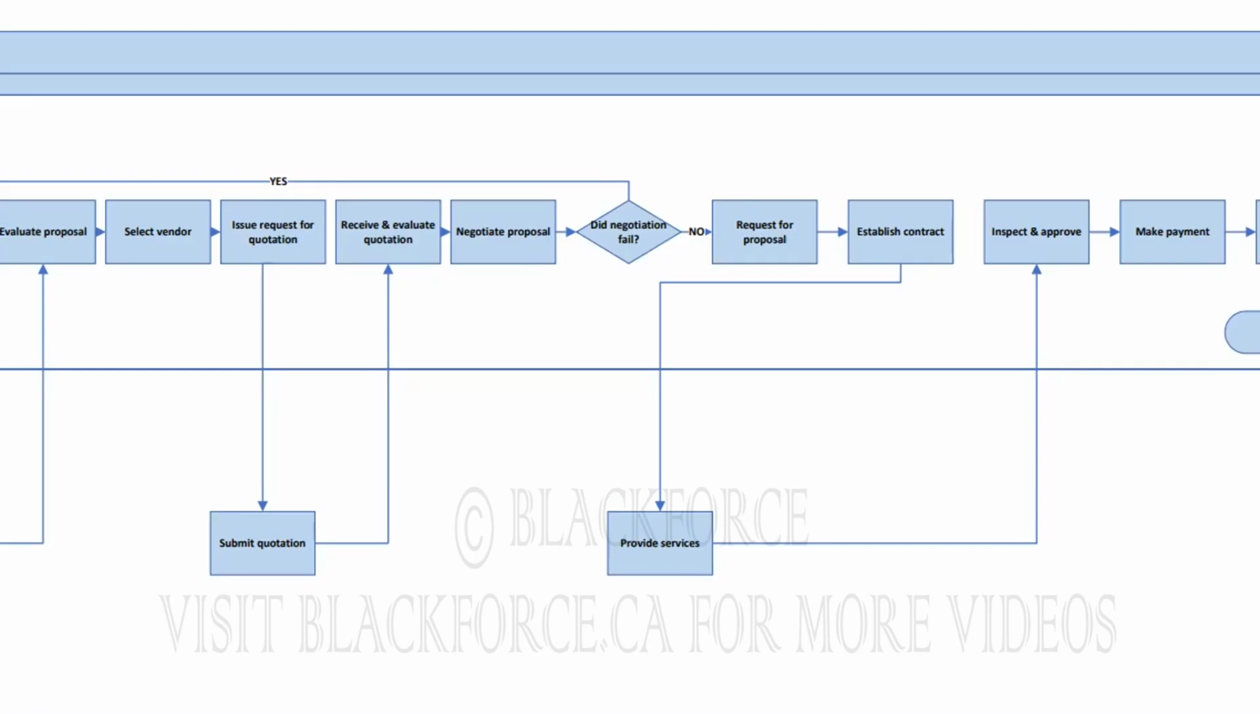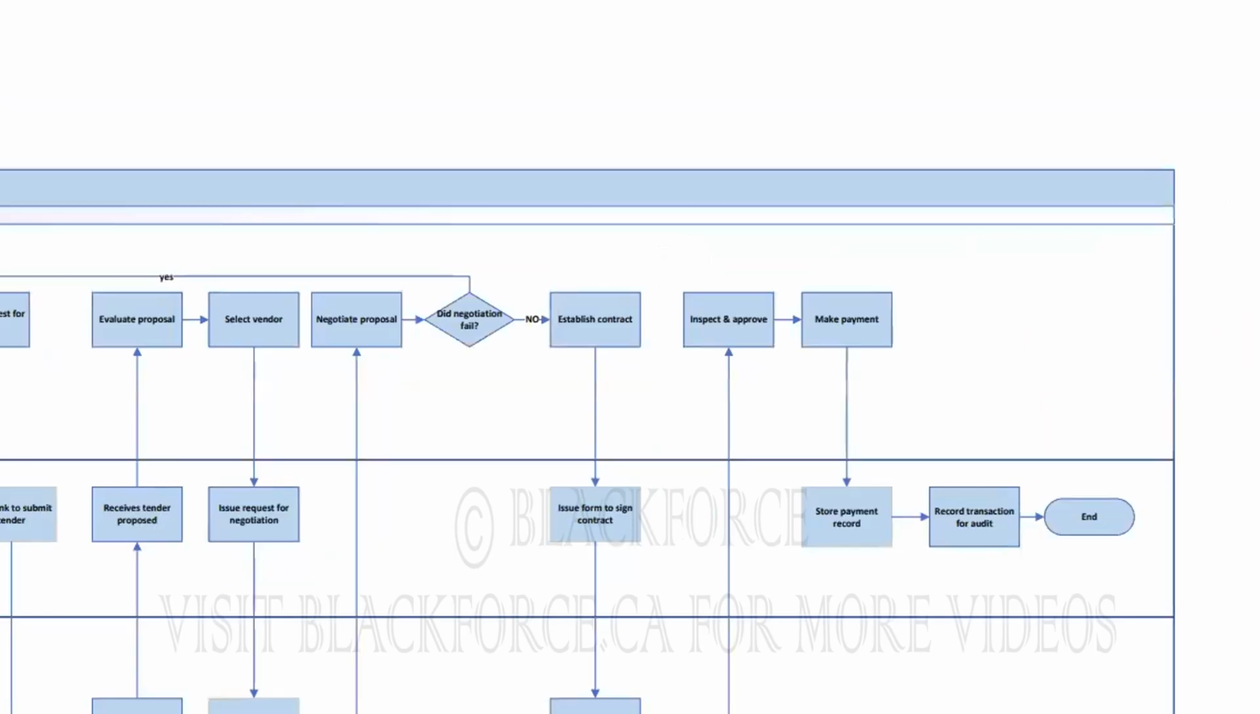If a contract is established, the vendor will provide the services. Then the procurement team will have to inspect and approve that service. Then they will make a payment. Then a record of that transaction is taken for audit purposes. This is the present state, and the process ends.